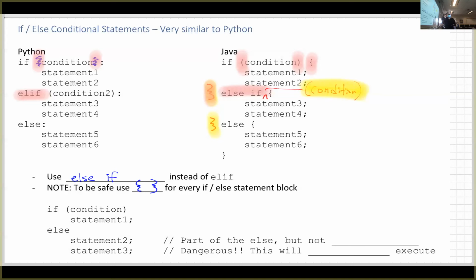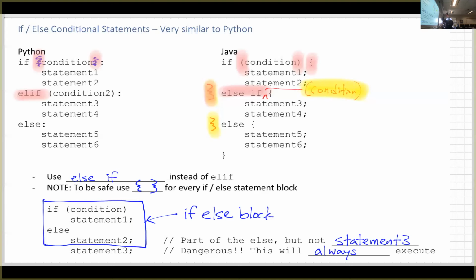Now, I do recommend that you use the curly brackets all the time. Look at the code down at the bottom. This is dangerous code to write, and in fact this could be a bug on the part of the programmer, because statement 3 is not part of the if-else block. Because there are no curly brackets, statement 1 is the only statement inside of the if. That's kind of clear. But statement 2 as well is the only statement inside of the else. And statement 3 is actually outside.